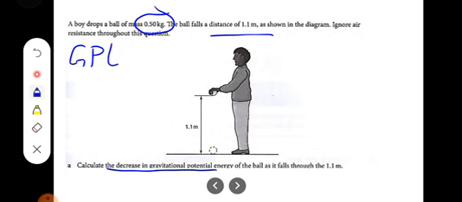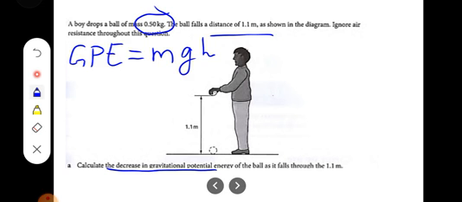Next is, a boy drops a ball of mass 0.5 kilogram and the ball falls at the distance of 1.1 meter. Ignore the air resistance and calculate the decrease in gravitational potential energy. The gain in gravitational potential energy or decrease in gravitational potential energy have same formula. Gravitational potential energy is equal to mgh, where m is mass, g is gravitational field strength, its value is 10 on the earth, and h is the height from which the ball is being dropped.